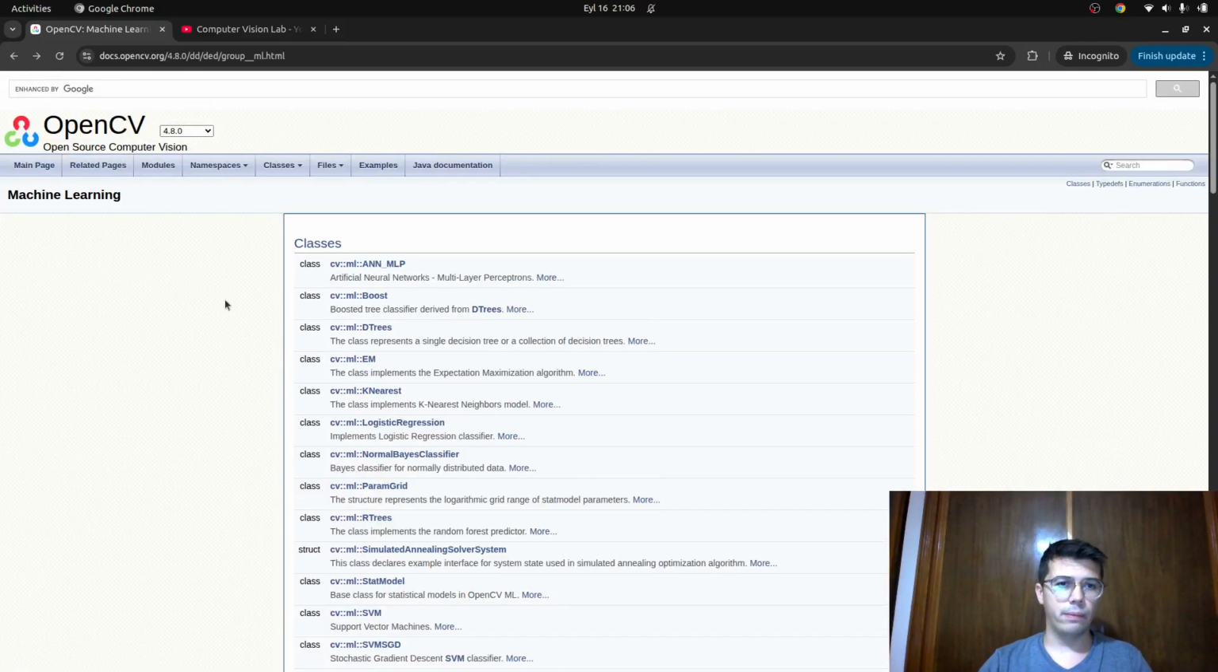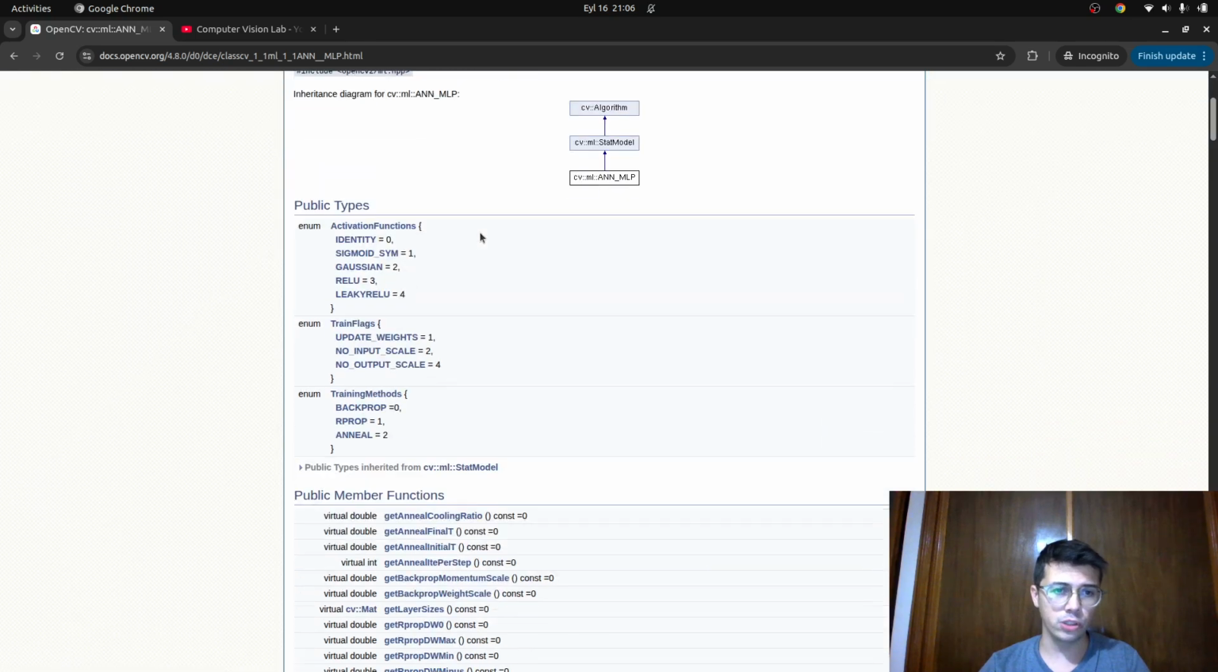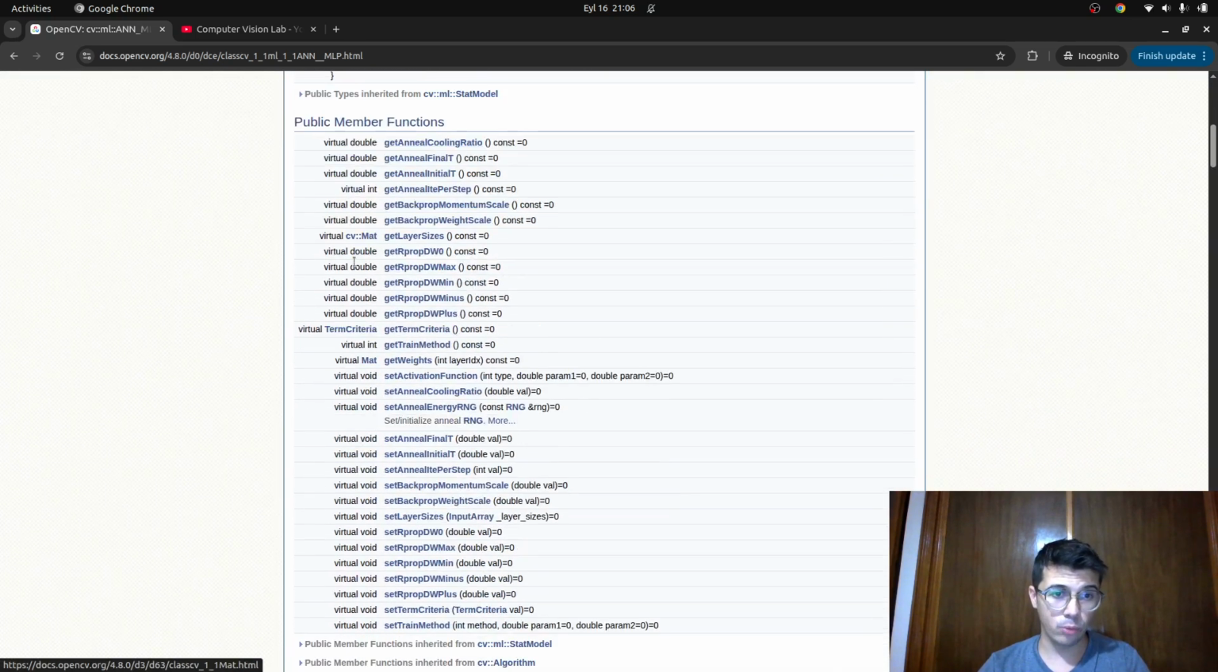Hi everyone, welcome back. Last time we checked EM, the expectation and maximization algorithm, and today we are going to check the last one and the most comprehensive one, which is ANN MLP. This stands for artificial neural networks and multi-layer perceptrons. Yeah, this is the most comprehensive one.